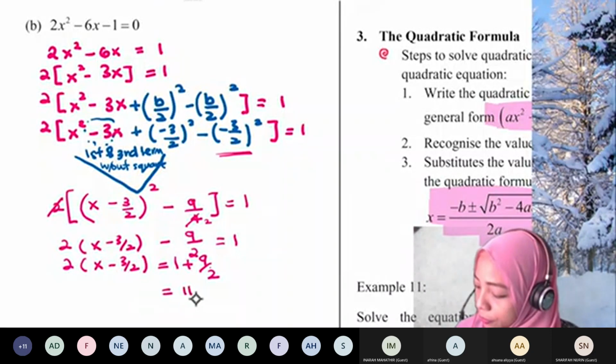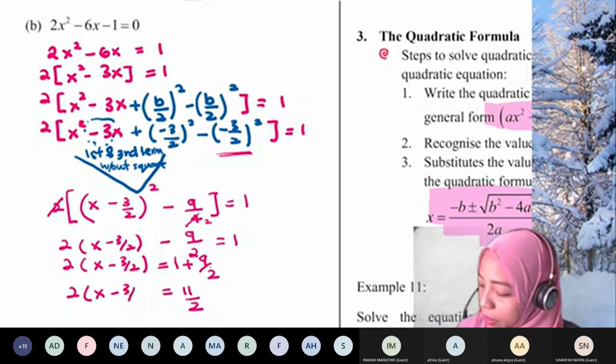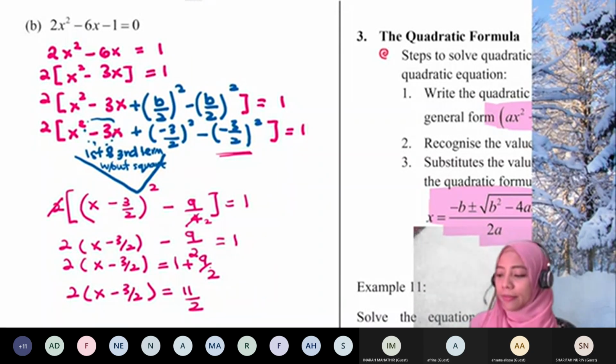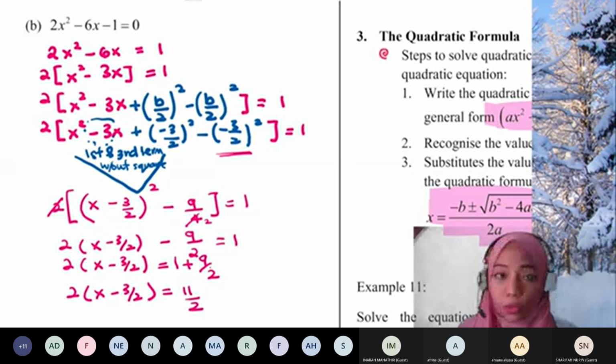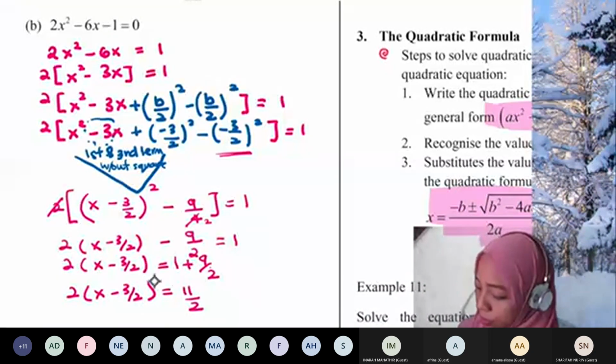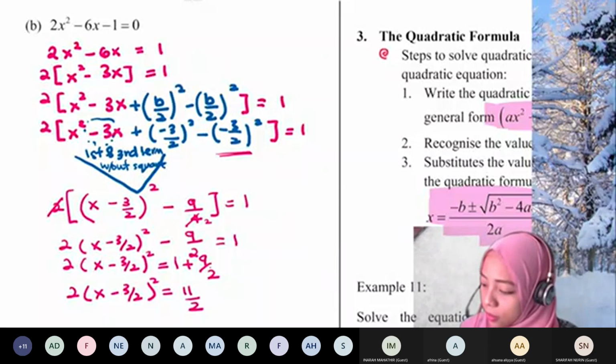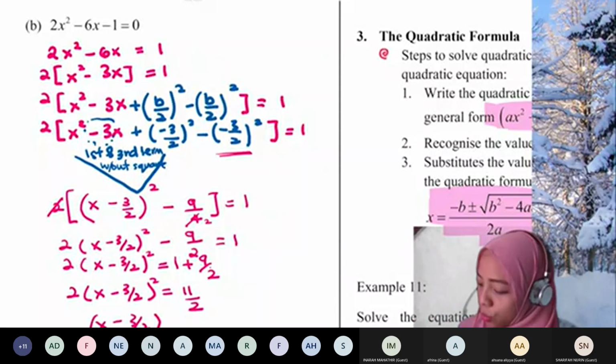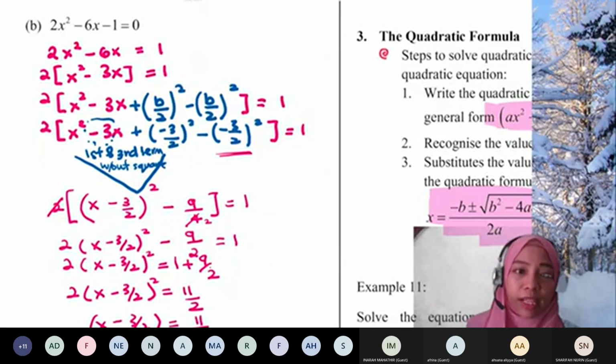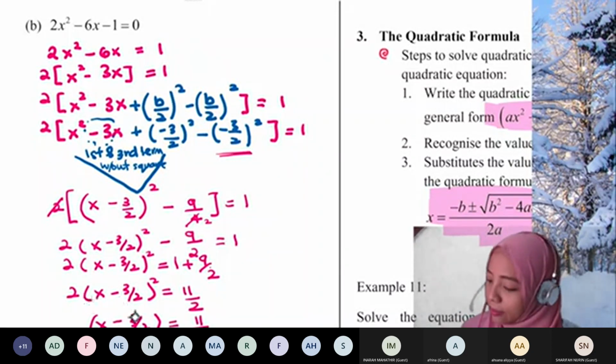11 over 2. Okay, remember we want to solve for x. Okay, we want to solve for x. So what we're going to do now? Okay, ni semua ada square. Okay. So x minus 3 over 2, 11 over 2. Ini darab. Pindah sini jadi bahagi. So dia jadi apa? 11 over 4.